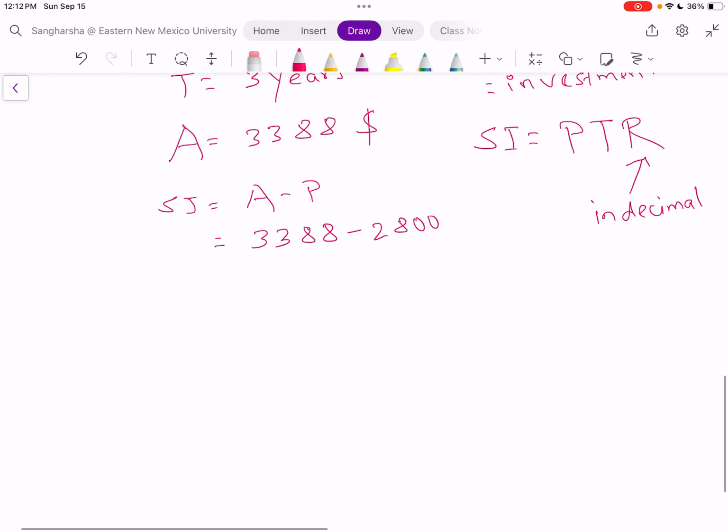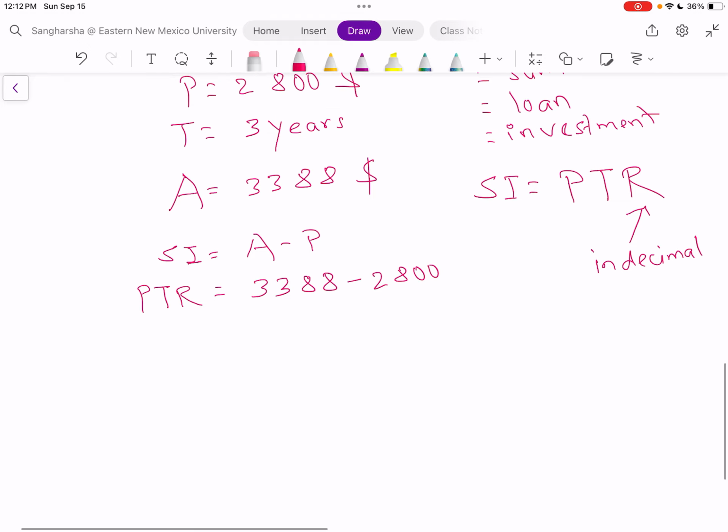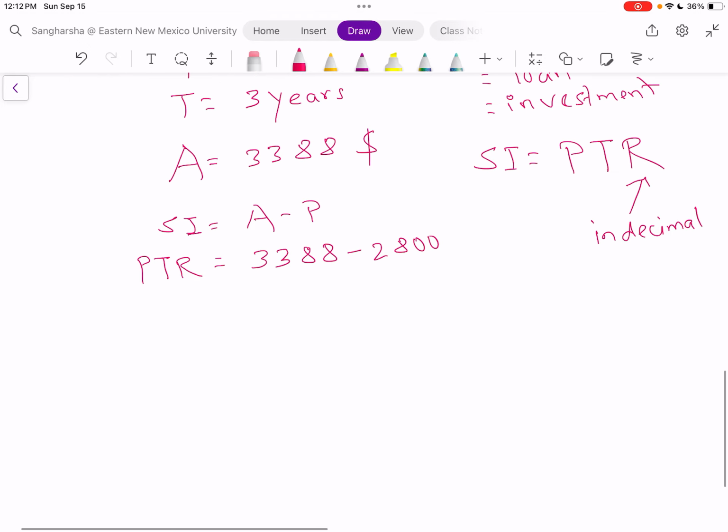Okay, what do we know about simple interest? Principal times time times r is the simple interest. Now let's substitute principal and time. Principal is 2800, time is 3, our rate, this is what we need to find, so let's keep it as r. And here let's simplify, so this is 3388 minus 2800, so we have 588. So this is the interest.